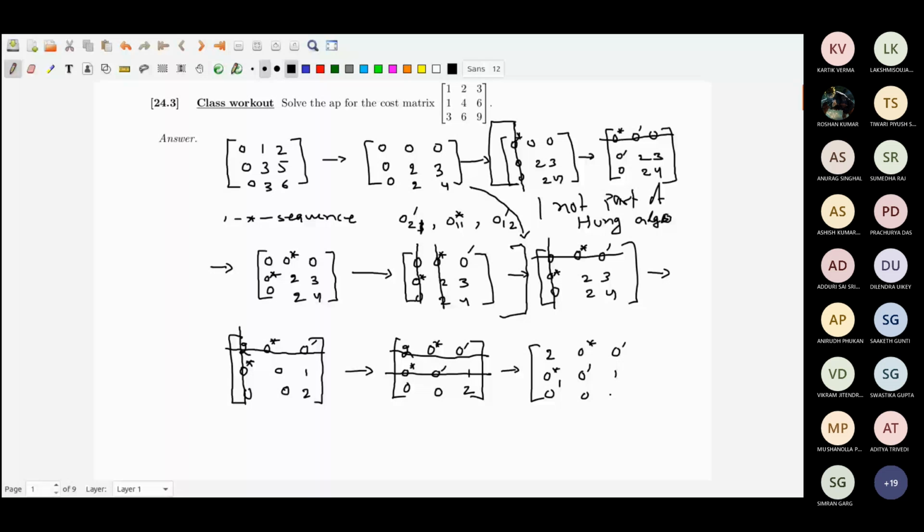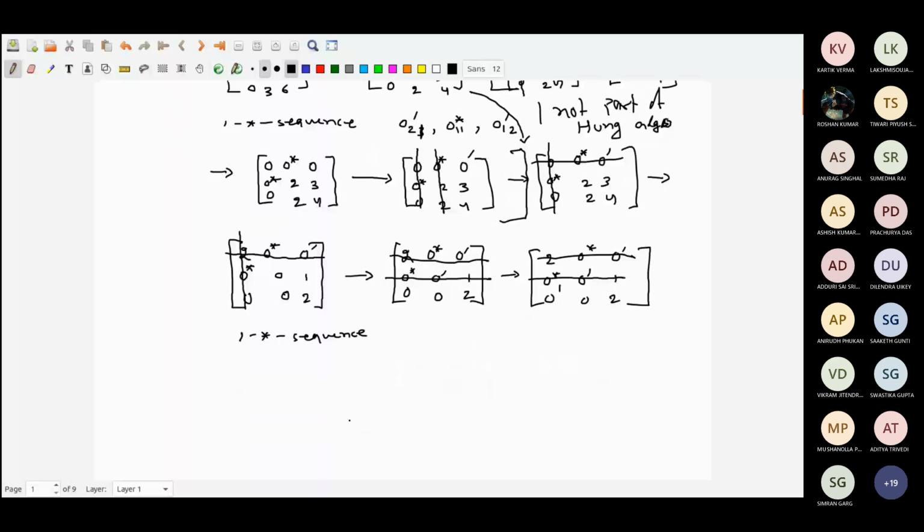And you see that for this 0 prime, you do not have a 0 star in its row, and therefore you have found a star prime or prime star sequence. And what is that prime star sequence that you have found?